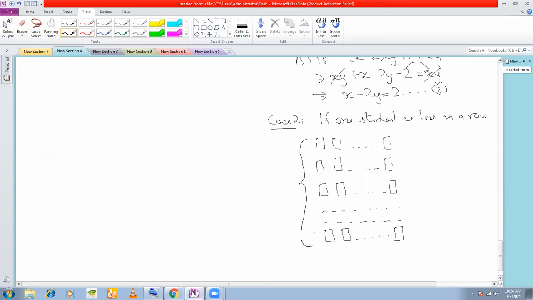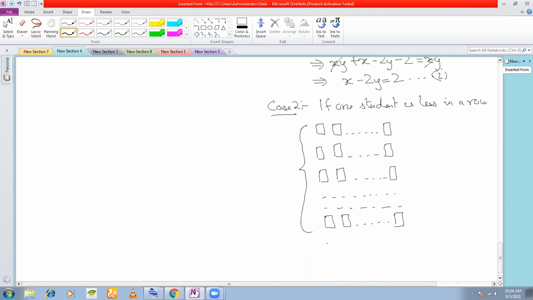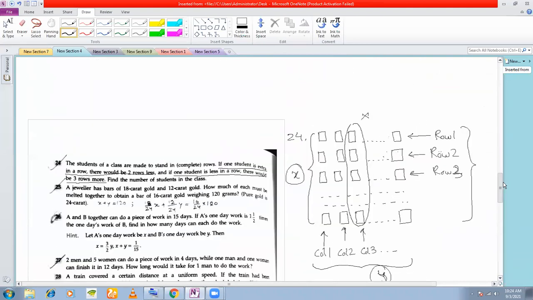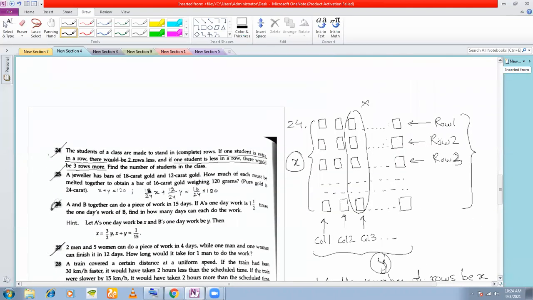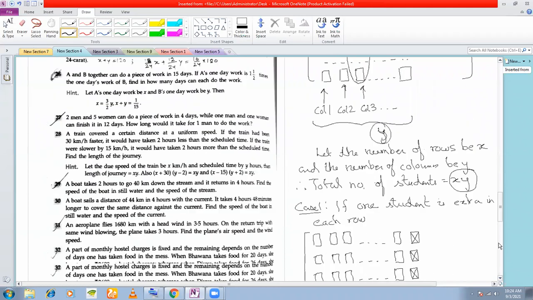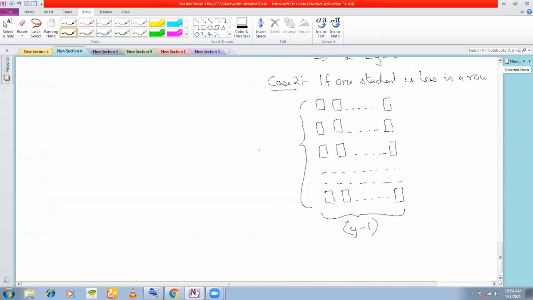Now, if I reduce one student in a row, how many columns do I have now? Initially I had y, so now I have y minus 1 columns, right? What does the problem say? If I reduce one student in a row, there would be 3 rows more. So once I've reduced one student, how many rows are there? Initially I had x, so now I have x plus 3 rows. Now, is it clear?